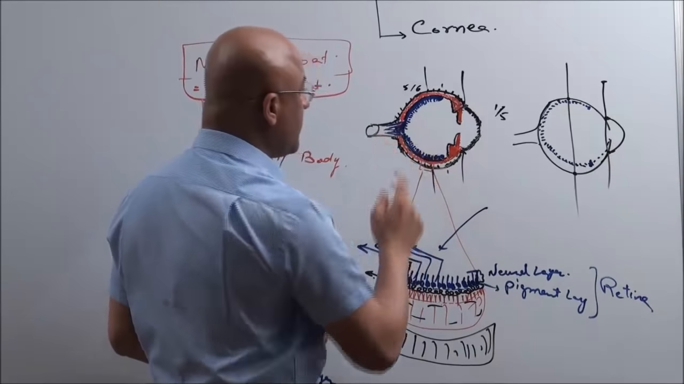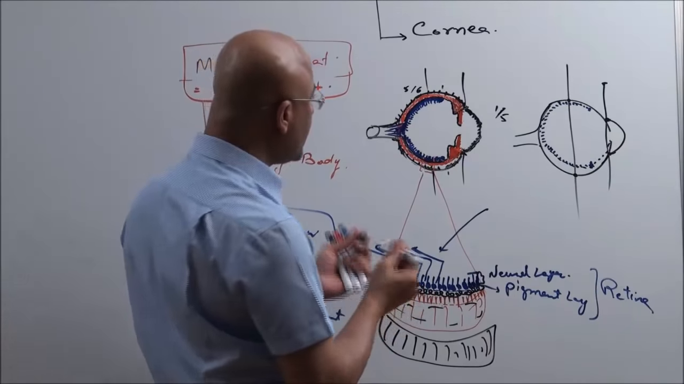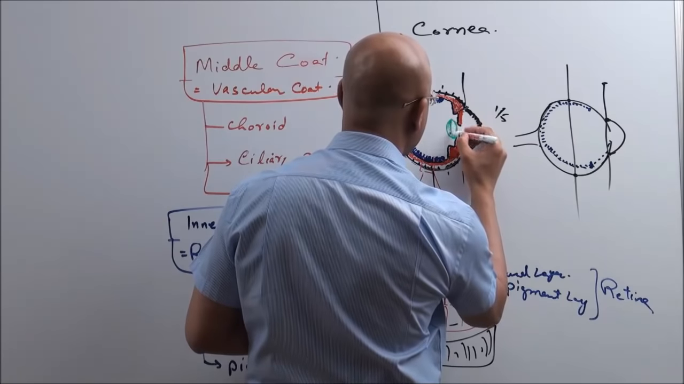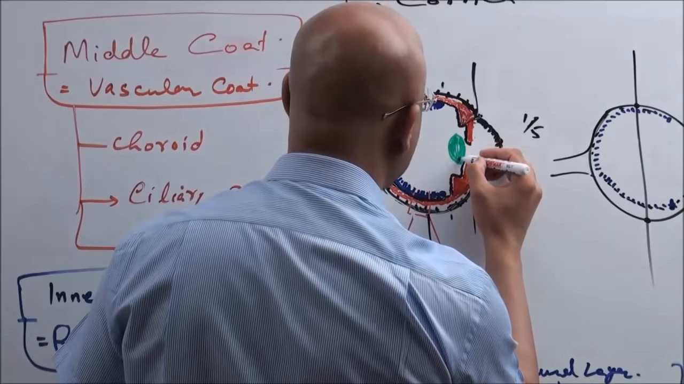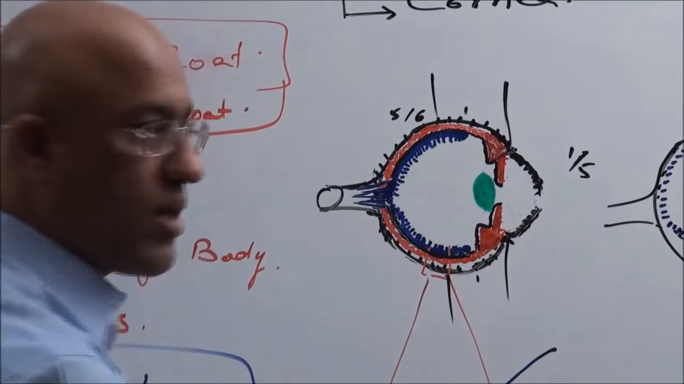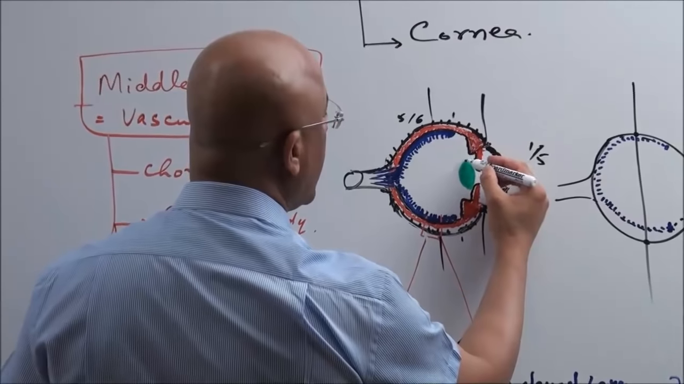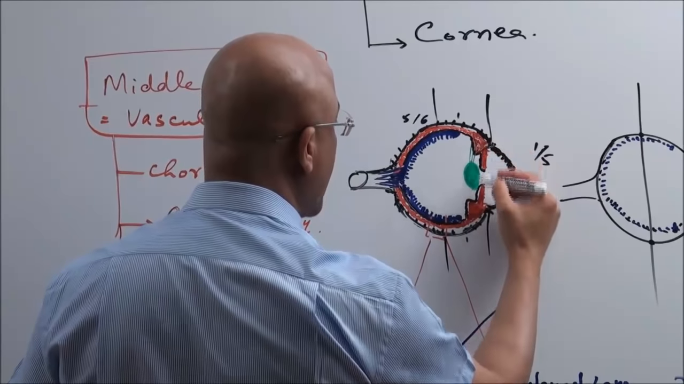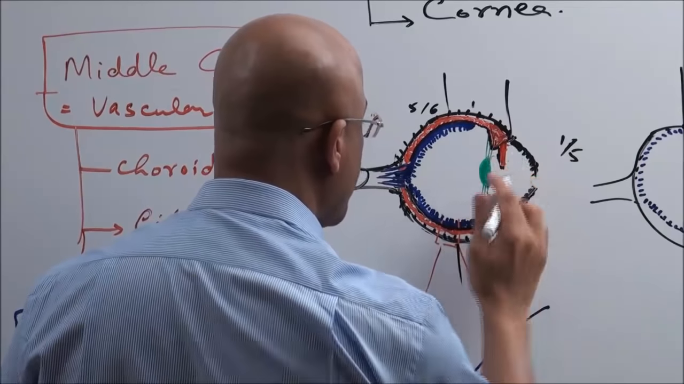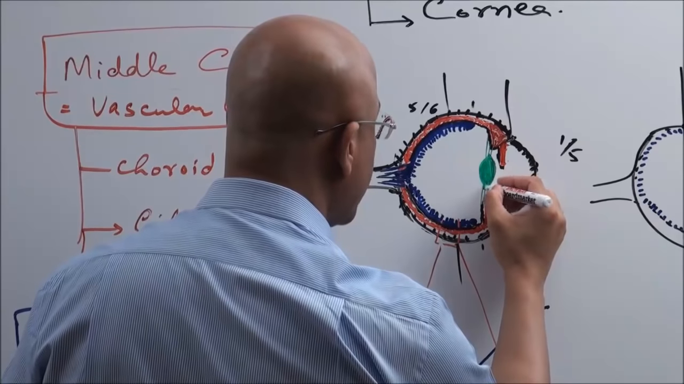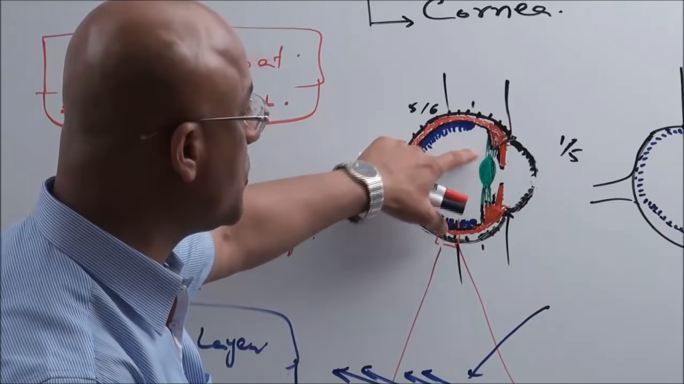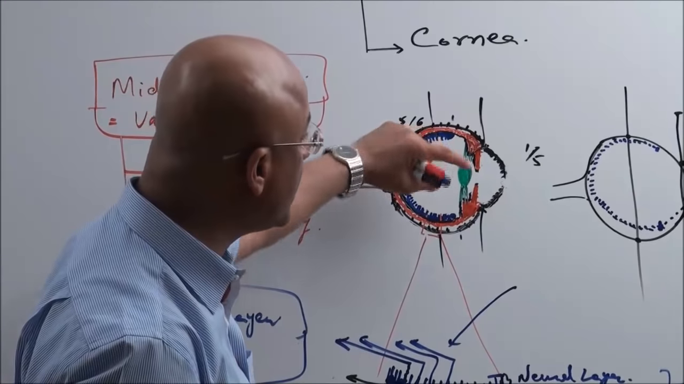Now, after this, some other important structures. Here is your lens. This is your lens. The lens is a transparent disc which lets the light pass and helps the light focus properly on the retina. The lens has special ligaments attached to the ciliary body, and it is held in position by them. At the periphery, the lens has these special elastic fibers, which hold the lens in position and adjust the lens focal power.